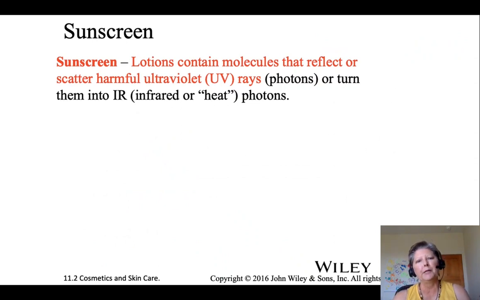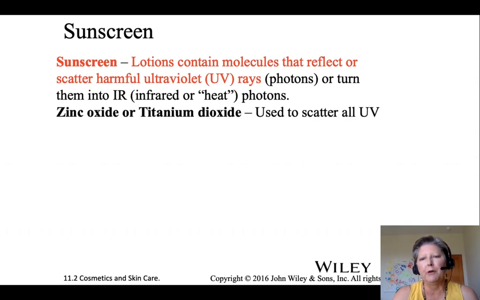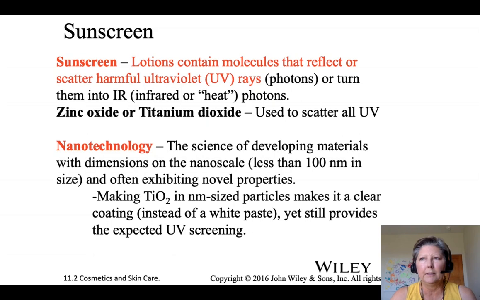Let's move on to sunscreens. We haven't talked about those yet. Sunscreens are lotions that contain molecules that either reflect or scatter or absorb harmful UV rays. If the sunscreen contains zinc or titanium dioxide, that's used to scatter UV. They have a white color to them, unless they've started using some nanotechnology. And some of this stuff worries me a bit. It's pretty new, and I wonder if we really know what happens when we nanosize some of these pigment particles.